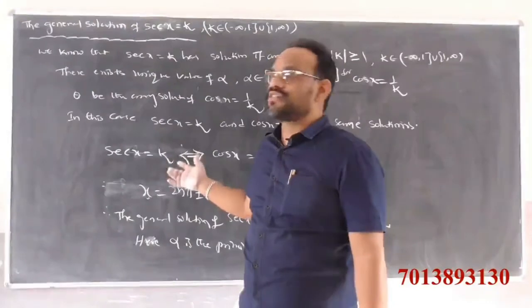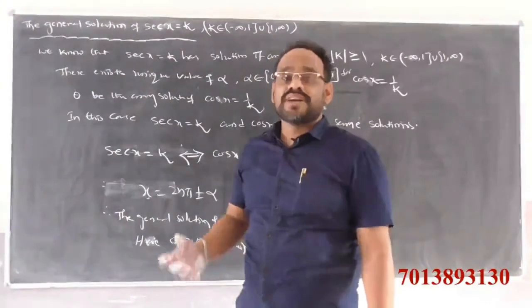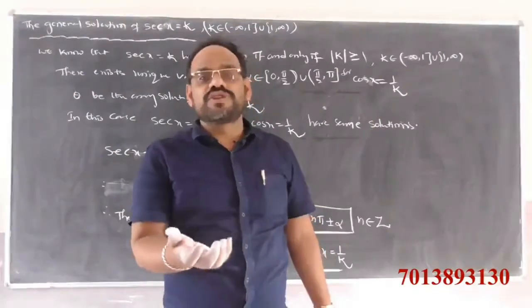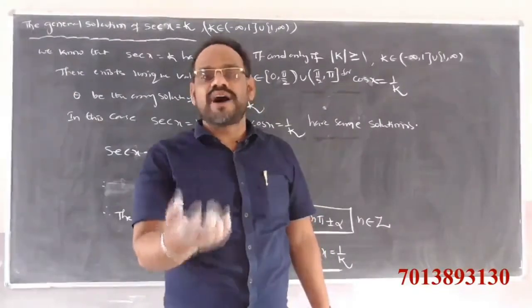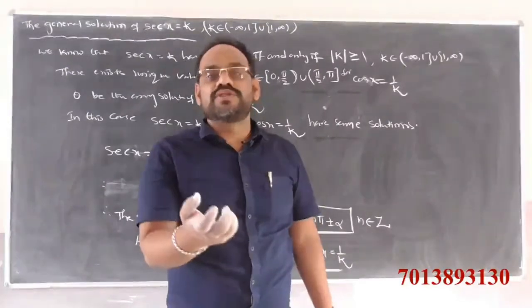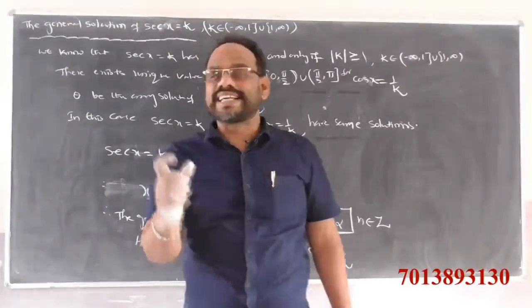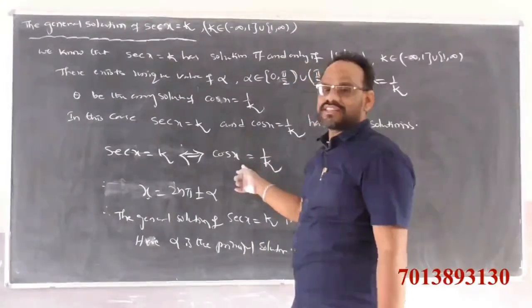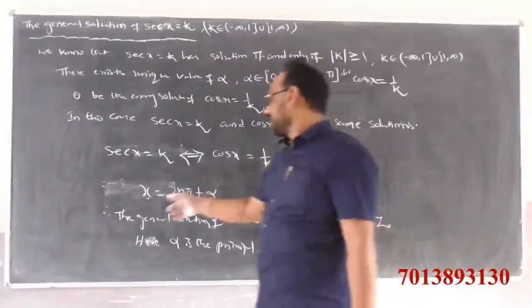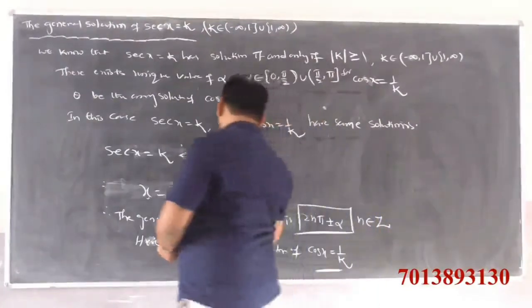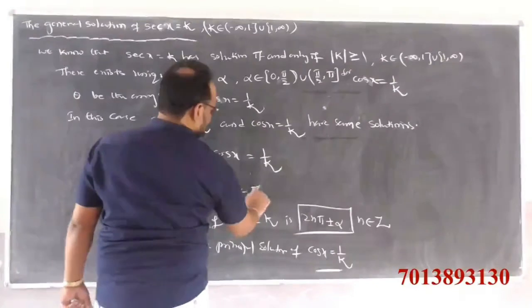If you want the general solution of the given trigonometric equation, first of all, we find the principal solution alpha, that is, of cos x equals 1 by k. Already we know that the general solution of cos x equals k is x equals 2n pi plus or minus alpha, where n belongs to Z.